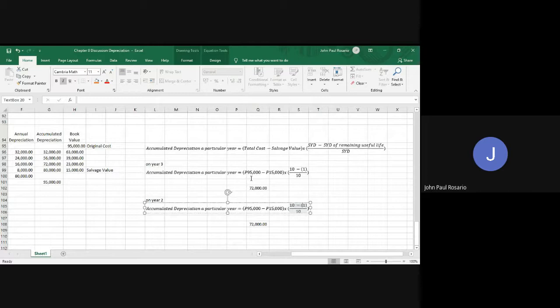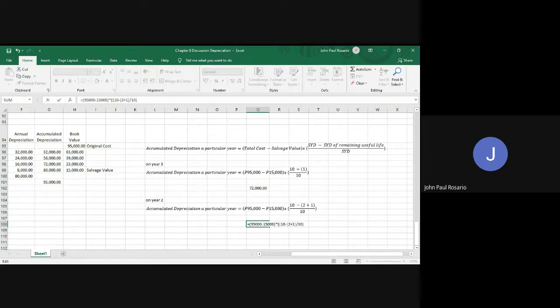At the end of year 2, how much is the accumulated depreciation? So 2 years have expired, and the original life is 4 years. So the remaining useful life is 2 years. So it becomes 2 plus 1. The remaining useful life is SYD again of the remaining useful life. So with that, you'll get 10 minus 2 plus 1.